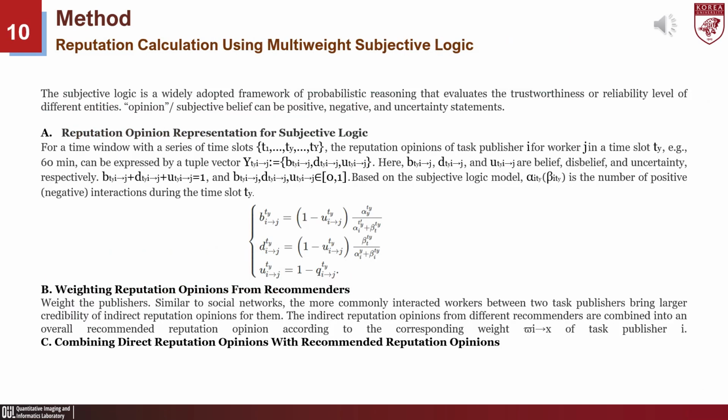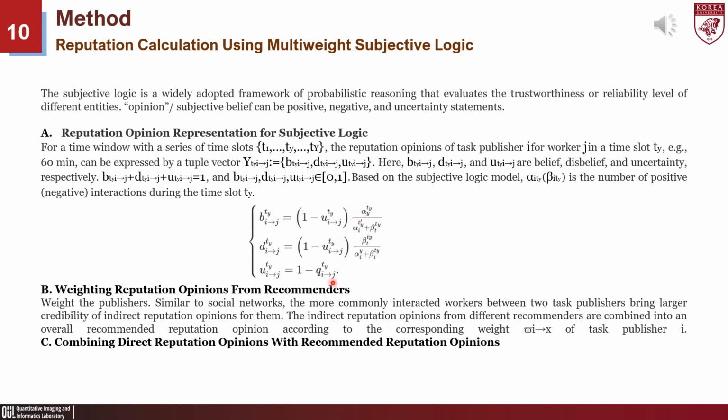We calculate reputation using multi-weight subjective logic. Subjective logic is a widely adopted framework of probabilistic reasoning that evaluates the trustworthiness or reliability level of different entities. An opinion or subjective belief can be a positive, negative, or uncertain statement. In this work, it can be belief, disbelief, and uncertainty. We calculate the reputation opinion based on the subjective logic model.